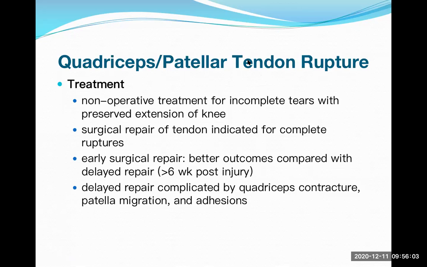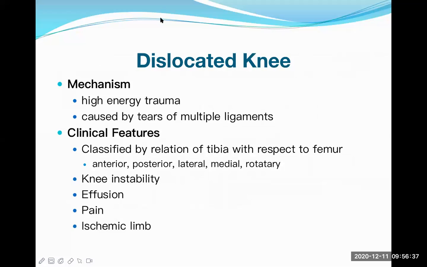Some patients are like that. They don't come to the hospital. They take it very easily. They think the bone is fractured or something like that, and it takes time to heal. So they don't report to the hospital. That doesn't have a good prognosis. And delayed repairs are complicated by quadriceps contracture, patella migration, either inferiorly or superiorly, and development of adhesions between the patella and the femur. So these are some of the problems in case of patellar tendon rupture. Now let's move further.